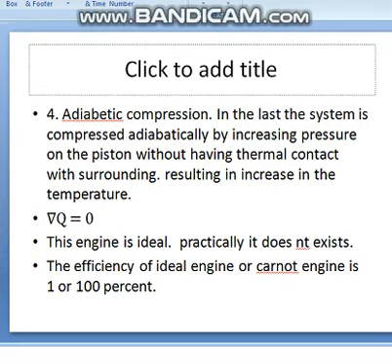This engine is ideal. Practically it does not exist. The efficiency of an ideal engine or Carnot engine is 1 or 100%. Is it clear? The efficiency of an ideal engine or Carnot engine is 100 percent or 1.